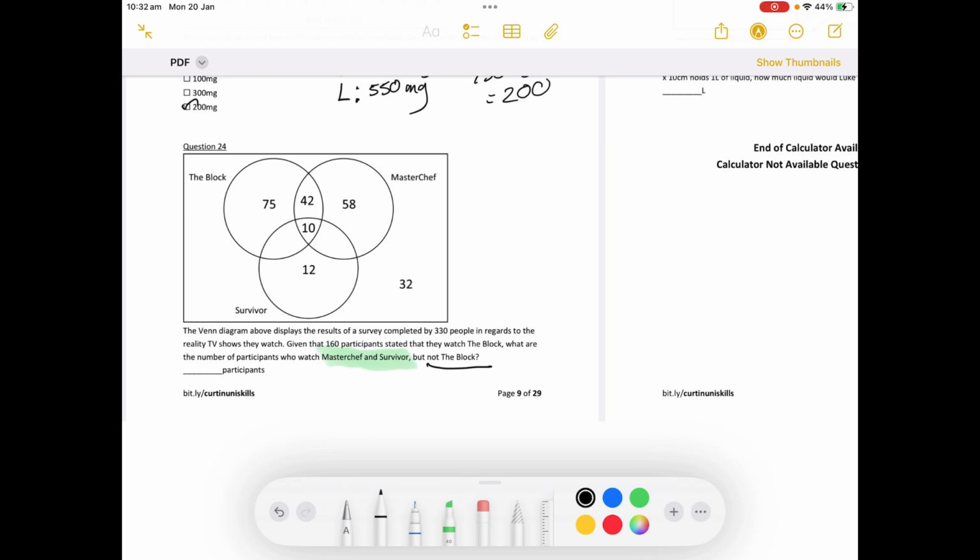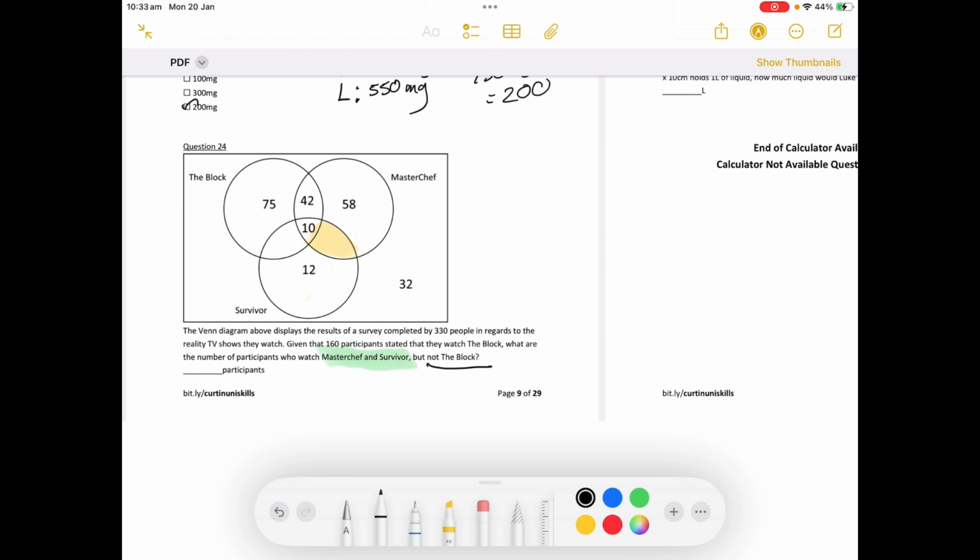So basically, let's figure out what area we're looking at. So MasterChef and Survivor, that's this region here, okay? And we want people that watched both of them. So really, we're actually looking in this region, okay? I'm not going to include that 10 because if I included the 10, that means they also watched The Block. Alright, so let's have a look.